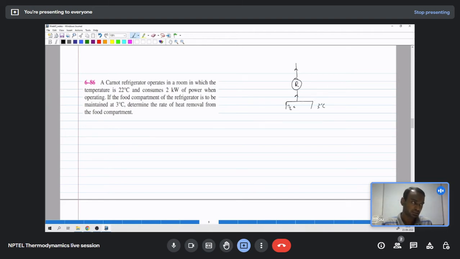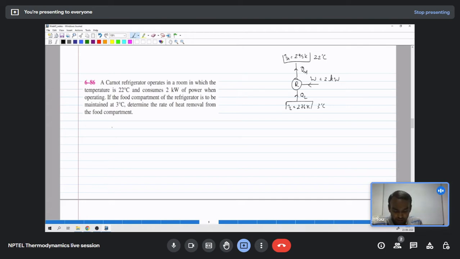So 3 degrees Celsius is 276 Kelvin, and the high temperature reservoir is 22 degrees Celsius, which is 295 Kelvin. The energy supplied to the refrigeration system is 2 kilowatt. Now we have to calculate the heat removed from the food compartment. So QL is to be calculated.